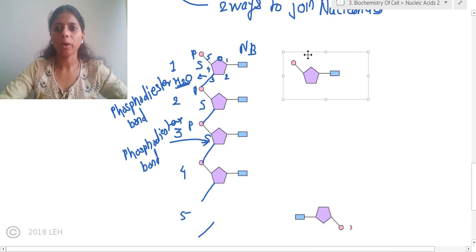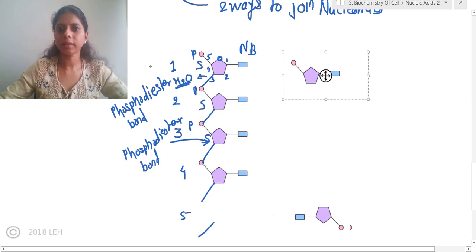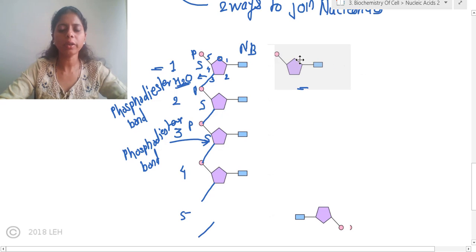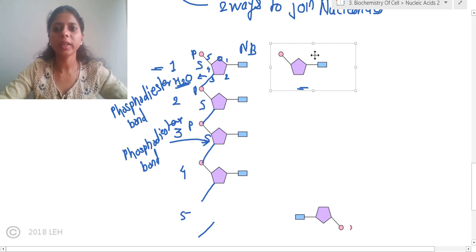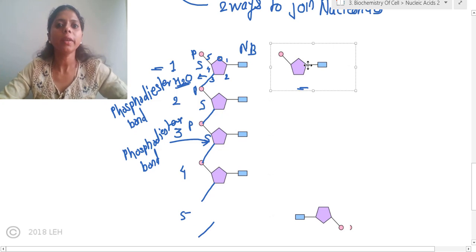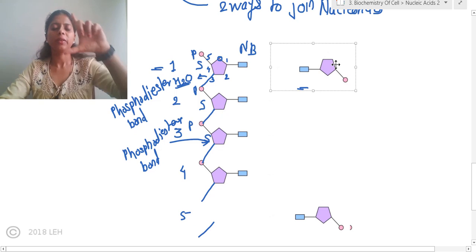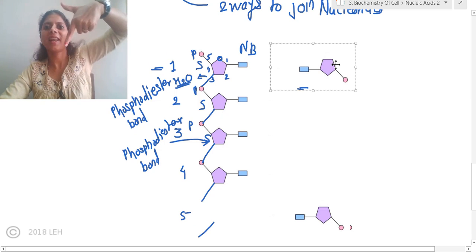Now I want to join the first nucleotide with this nucleotide. But joining like this is not possible. I cannot join it like this. The bond is not formed like this. Okay, joining is not possible. So what I will do is rotate this whole nucleotide. Rotate in what way? Just try to understand. I'll rotate it and show you. This nucleotide was like this, I made it like this.